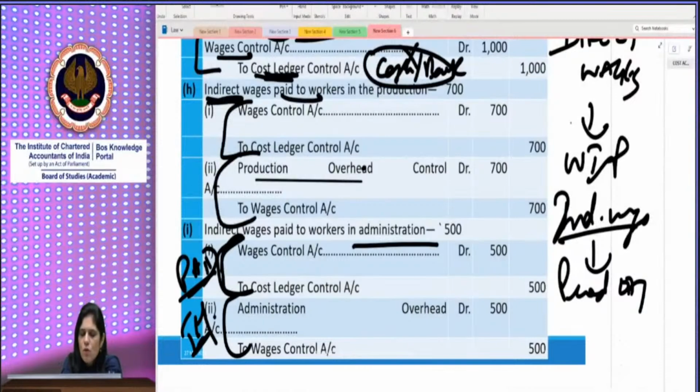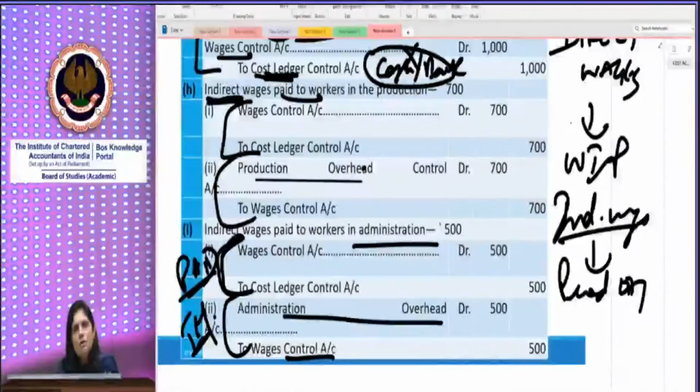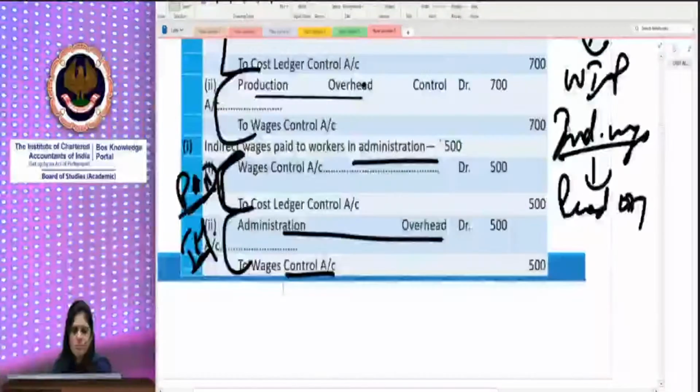So admin overhead account debit to wages control account. Clear? So wages control wages could be admin wages also, production also, indirect could be of any of the three.